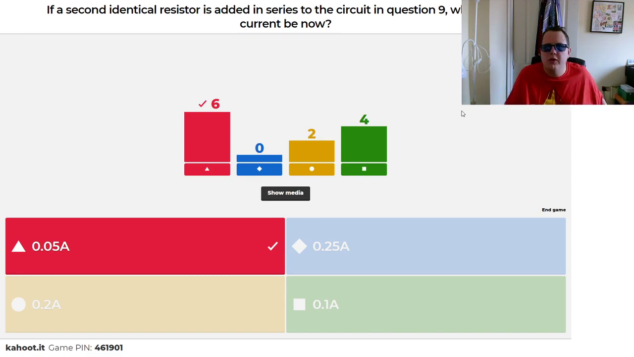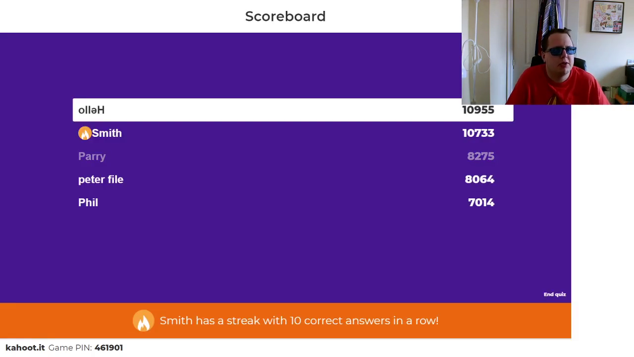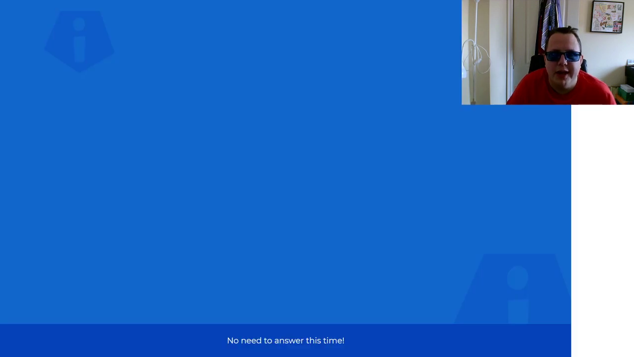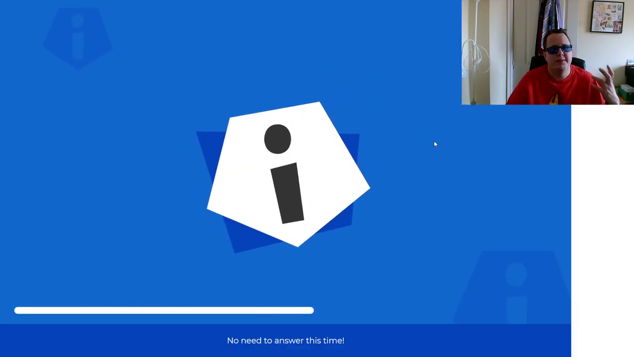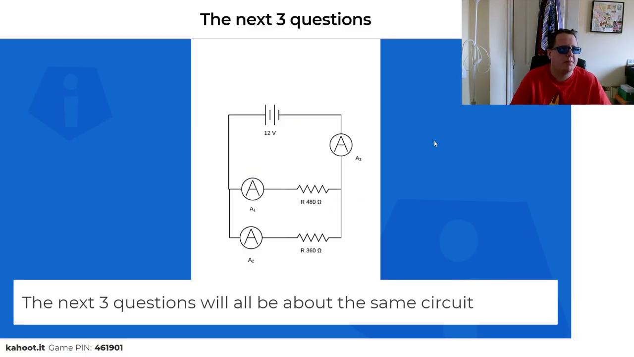Well done. 0.05 amps. Adding a second resistor in is going to double the resistance, so half the current. Well done, guys. Alright, what's that done? So, Peter Fowler's now up to 3rd. And Smith now has a streak of 10. Well done. Okay, so this next one's just a bit of information.